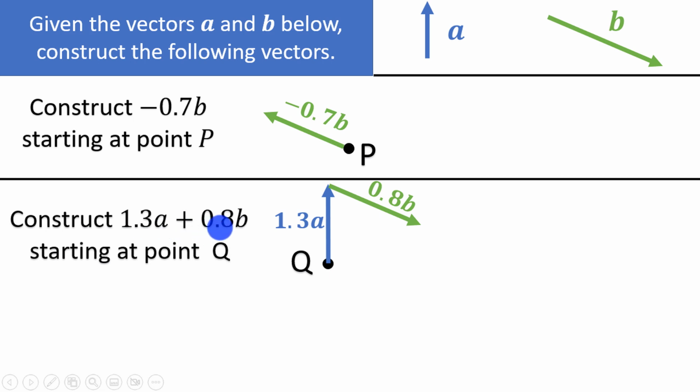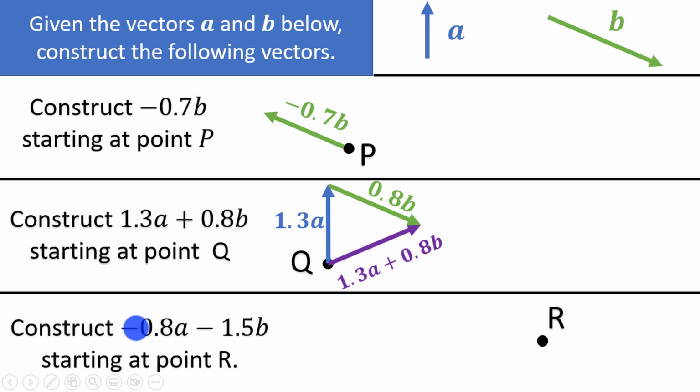1.3a plus 0.8b will be the vector that starts at point Q and ends at the point where 0.8b ended. That will look something like this. Okay, let's try one more. We are asked to construct negative 0.8a minus 1.5b starting at point R.